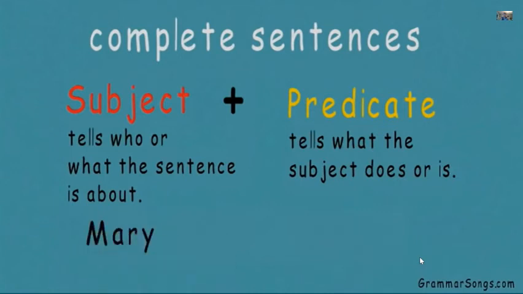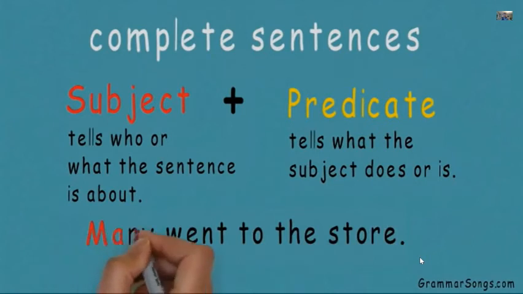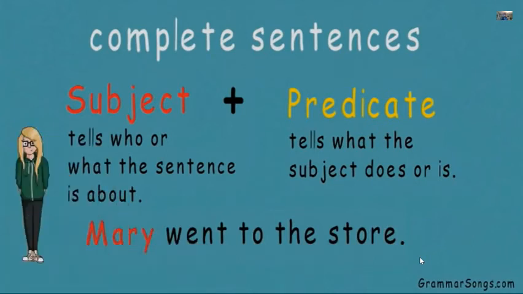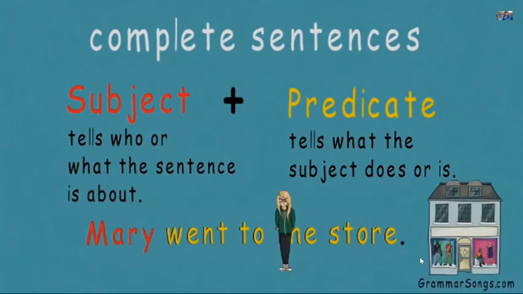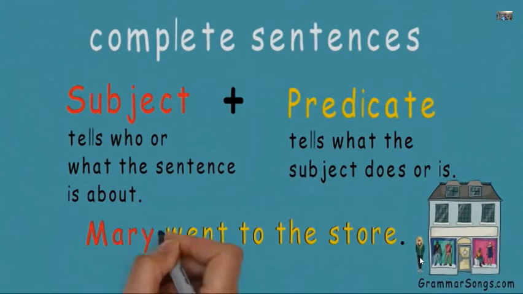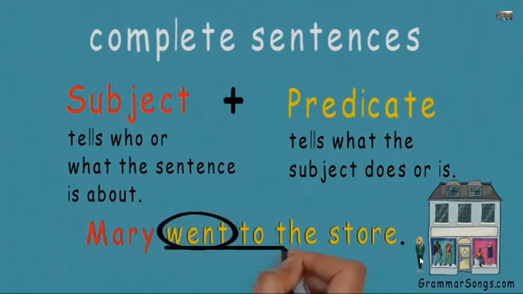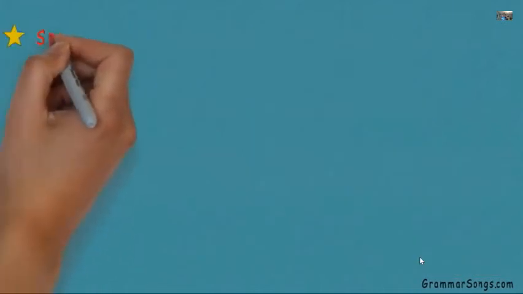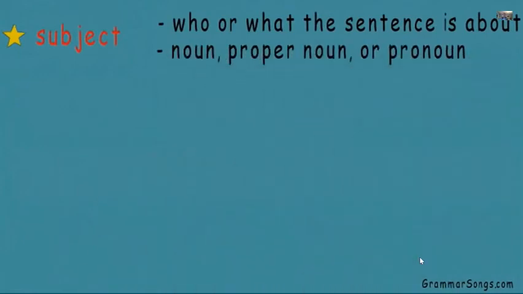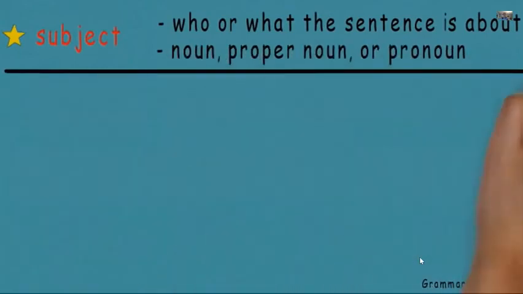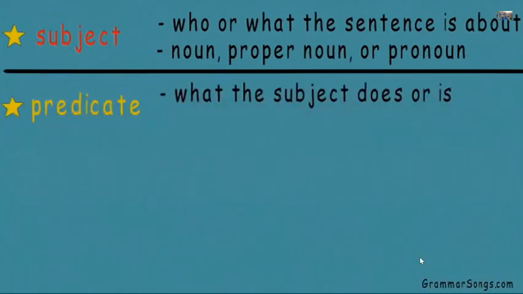In the sentence, Mary went to the store, the subject, Mary, is who the sentence is about. Went to the store is the predicate because it tells what Mary, the subject, did. It's important to note that the predicate usually begins with the verb and includes the rest of the sentence. Remember, the subject tells who or what the sentence is about. The subject can be a noun, proper noun, or pronoun. The predicate tells what the subject does or is. The predicate usually begins with a verb.